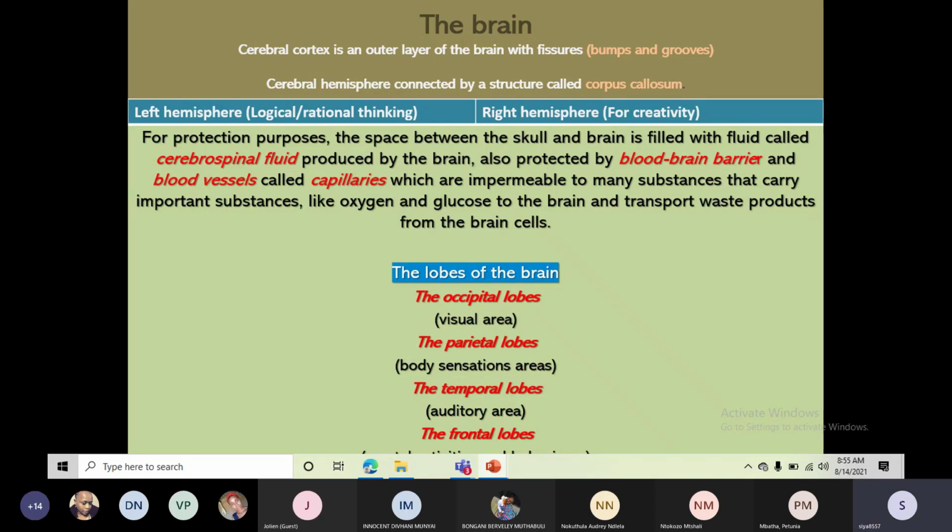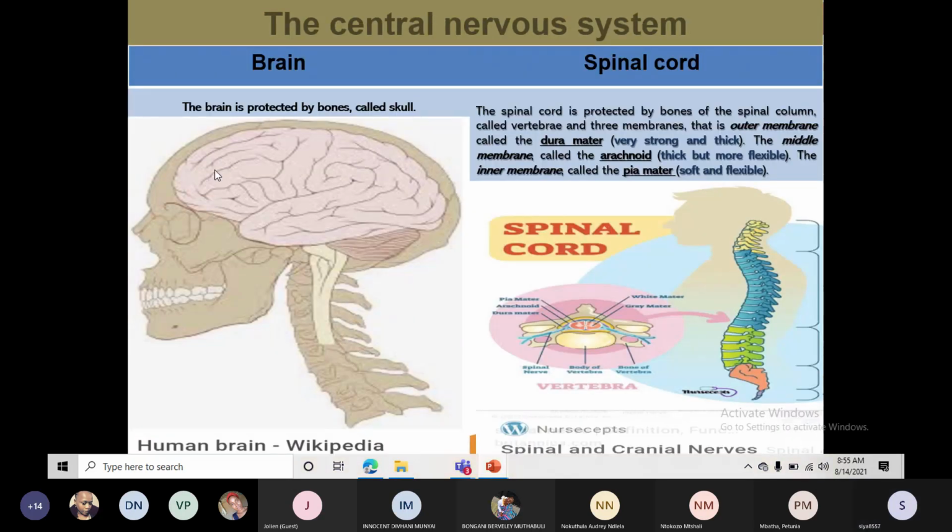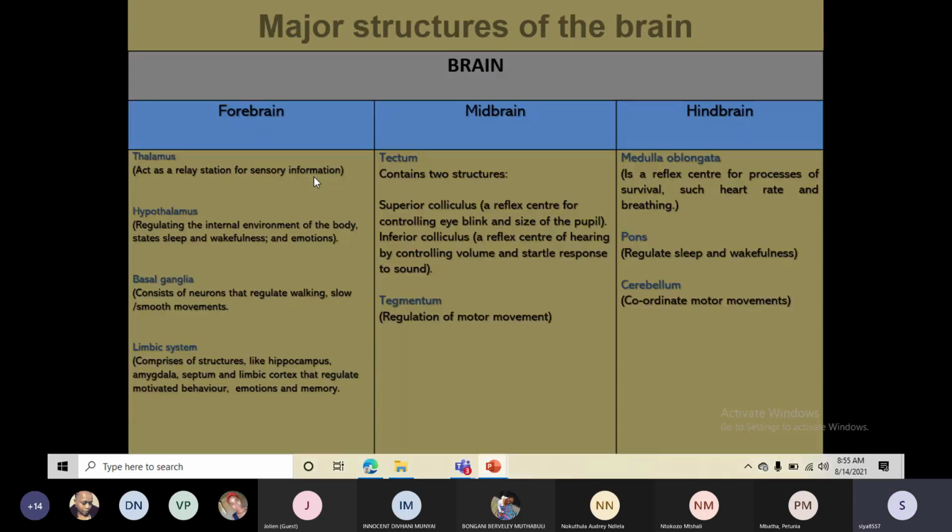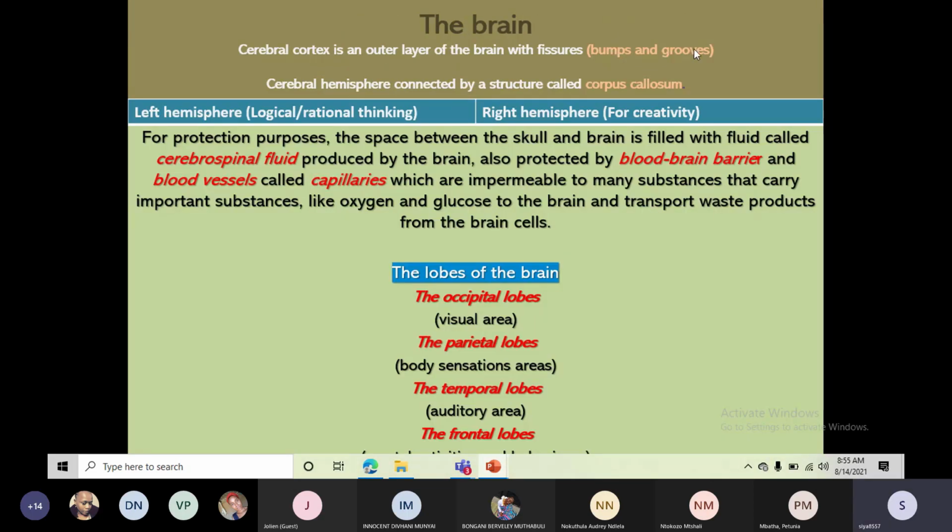What do you mean by bumps and grooves? Let's go back. Do you see your brain? It contains bumps and features. These are the tracks. Bumps and grooves. They are describing the structure of the brain. The cerebral cortex is the outer part of the brain.